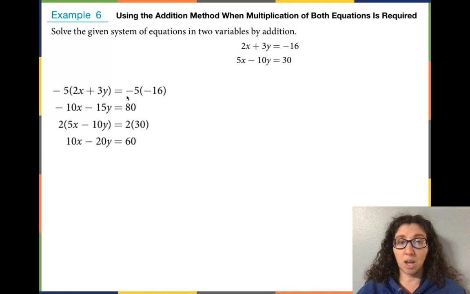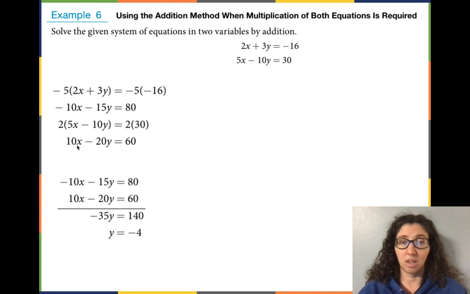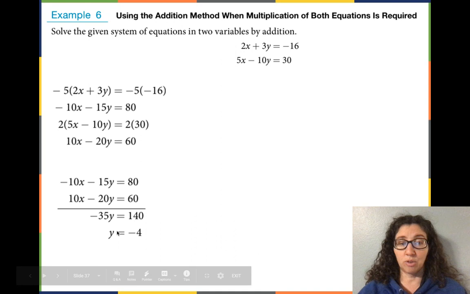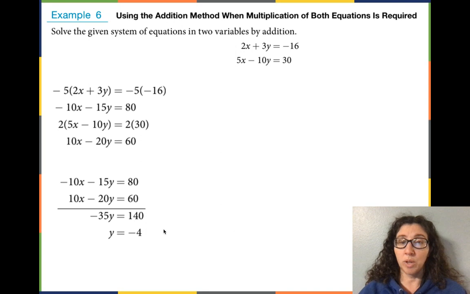So to multiply the top equation by -5, distribute things. Here's the equation that we get. And they multiply the second equation by 2, right? The reason we've done this is, look, this top equation is -10x, this bottom equation is 10x. We add the two equations together, our new equations. The x's go away. We get -35y equals 140, divide by -35. We get y equals -4.